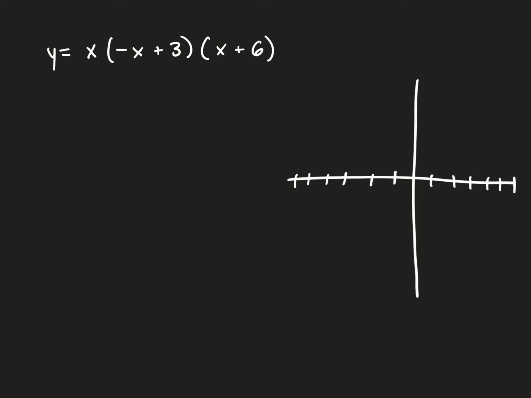Okay, so first thing we want to do is find the zeros. So I have x is equal to what? 0. For this one, it's a little bit different because I have a negative x, so you don't just change the sign of that number. So you have to set negative x plus 3 is equal to 0. Now, how can I solve for x? I can add x to both sides. So I have 3 is equal to x. So x is 3.